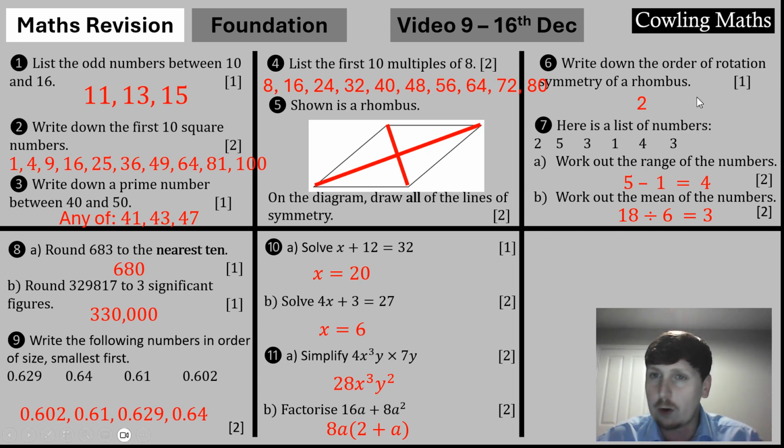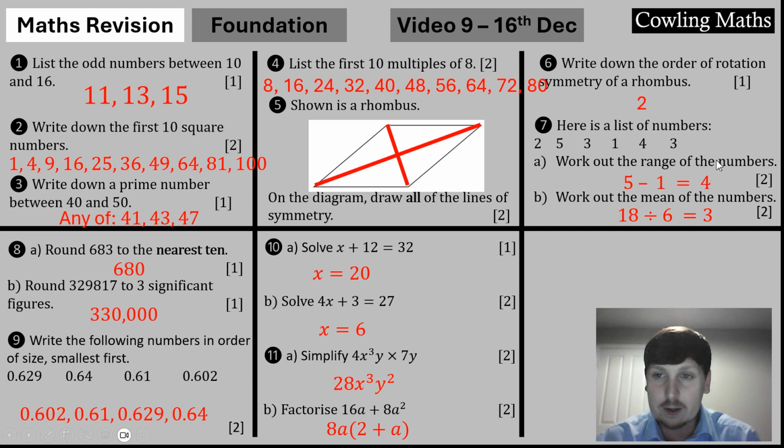Question 6 is the order of rotation symmetry of a rhombus. Hate how that's worded, but again, that's how it appears on OCR papers. So the rotational symmetry is just how many times you can turn it around and it looks the same until you're back to what we started with. So with a rhombus, you can turn it upside down, it looks the same, and then upside down again. So that's why it's got order of rotational symmetry 2.